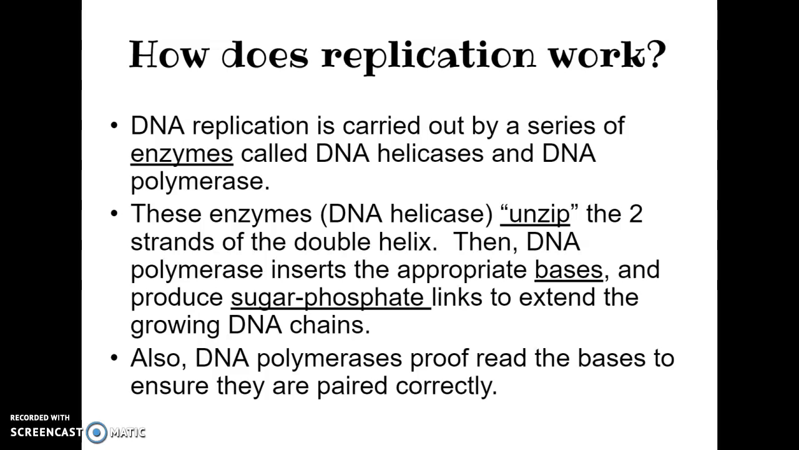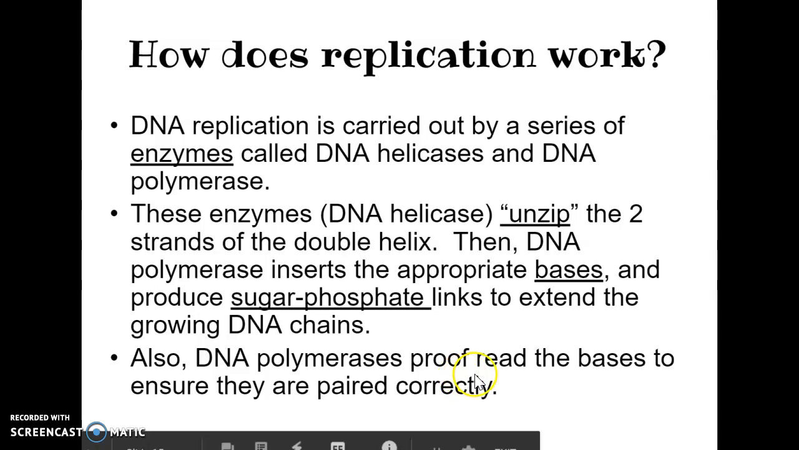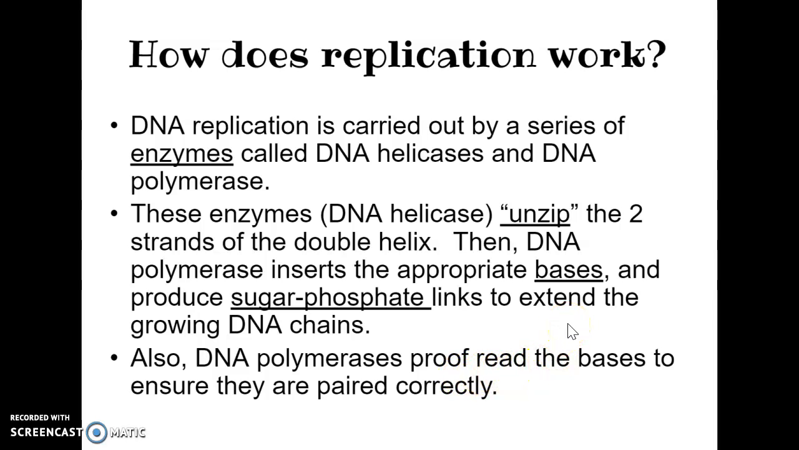If there's an A, it's going to insert a T. If there's a G, it's going to insert a C. If there's a C, it's going to insert a G. If there's a T, it's going to insert an A. So A's always go with T's and G's always go with C's. And that polymerase is going to come in and lay down that complementary strand. And then it's going to proofread it. DNA polymerase proofreads the bases to ensure that they are paired correctly. Occasionally mistakes happen, but the job of that polymerase is to put in those bases in the correct order and then proofread and make sure that they are correct.